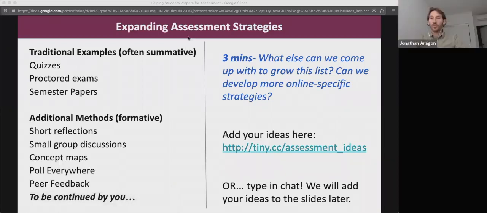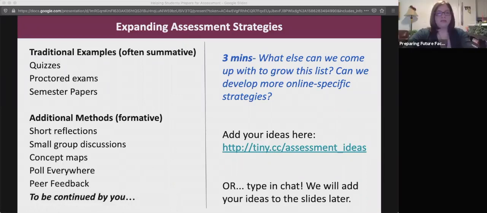Oh, role play. Virginia says role play. Role play, I'll add that. Absolutely. Oh, that's a good one. Is it difficult to think of? Practical.